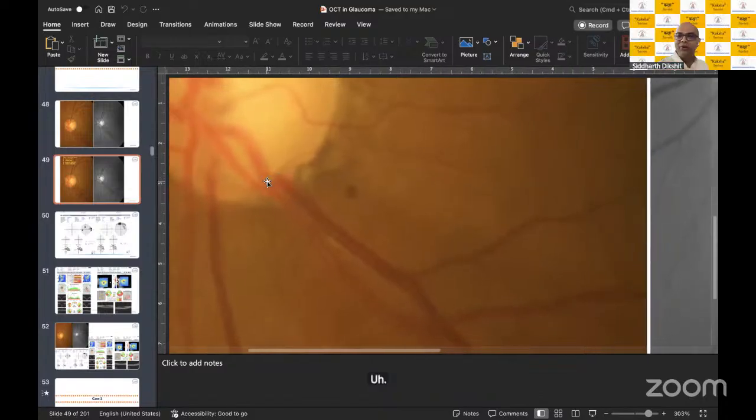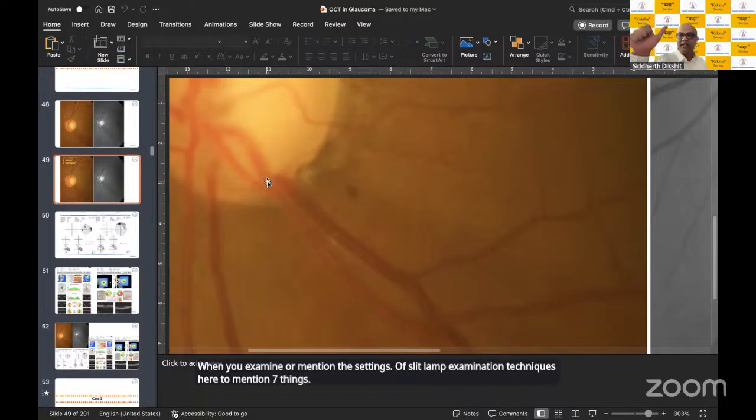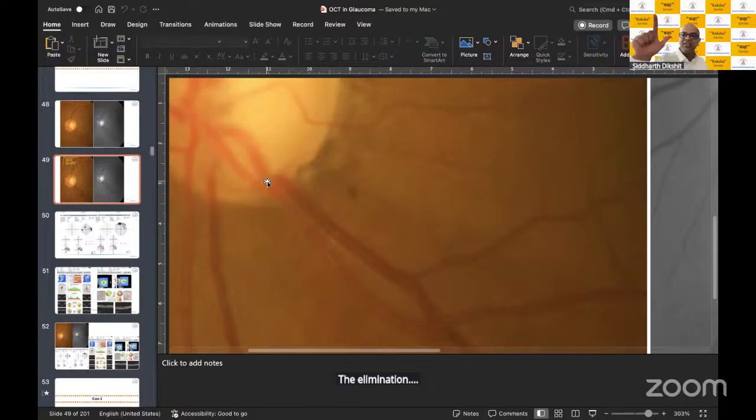Alka, I'll put one more question to you because you won the quiz. What are the slit lamp settings to examine the optic nerve head or the disc? When you mention the settings of slit lamp examination techniques, you have to mention 7 things: the illumination, magnification, the brightness, the length and the width of the beam, the angle between the observation and viewing arm, and whether you have used any slit lamp filter or not.